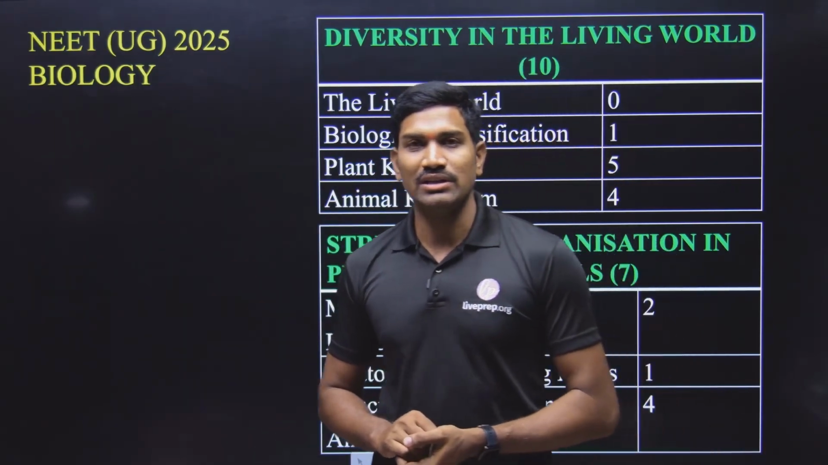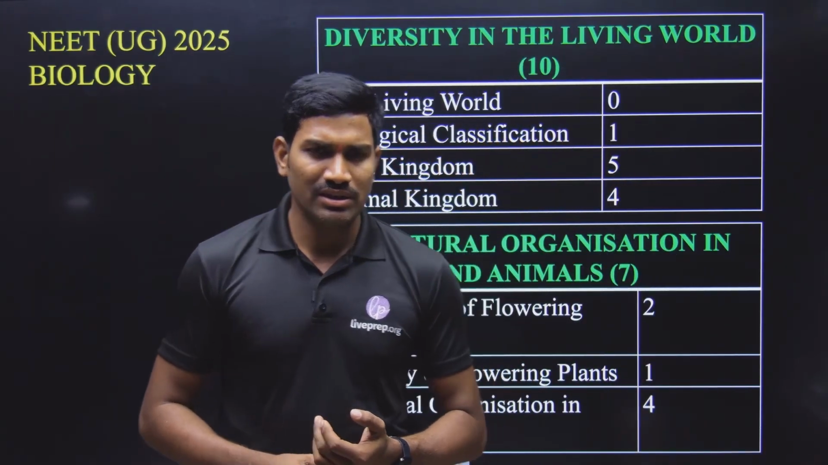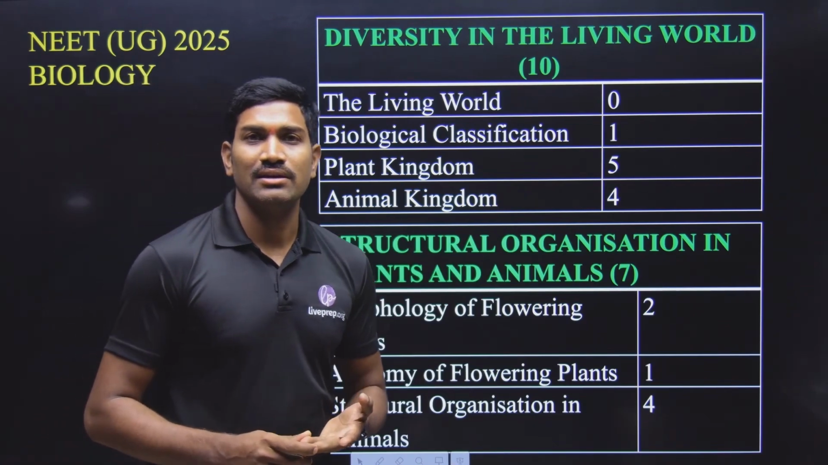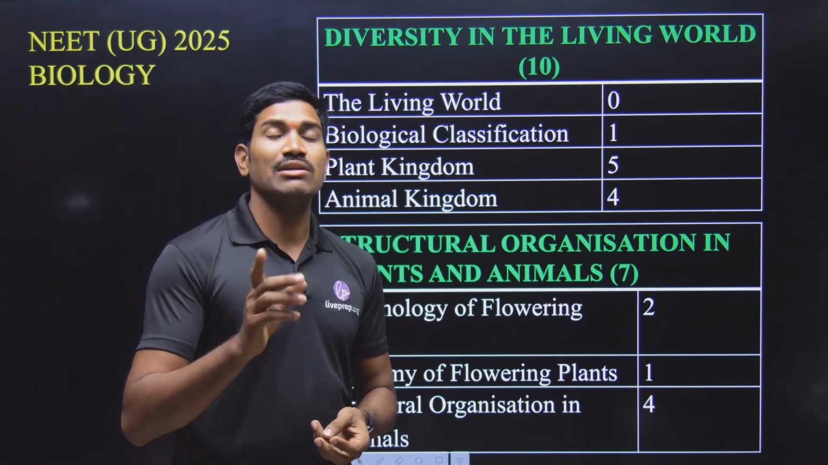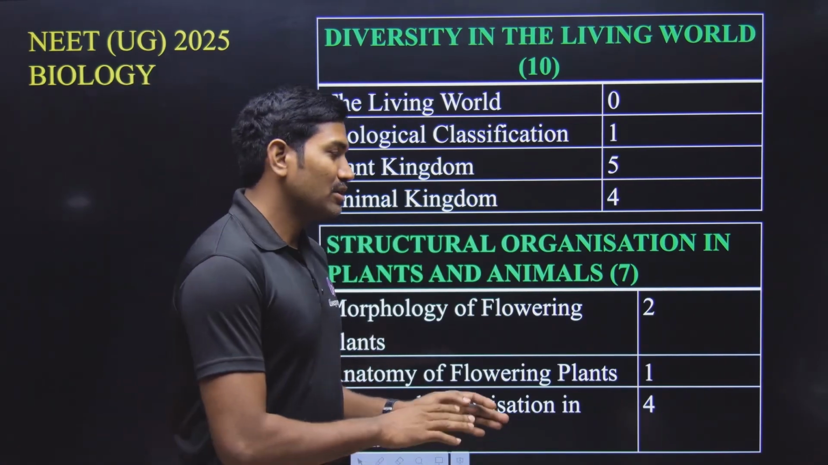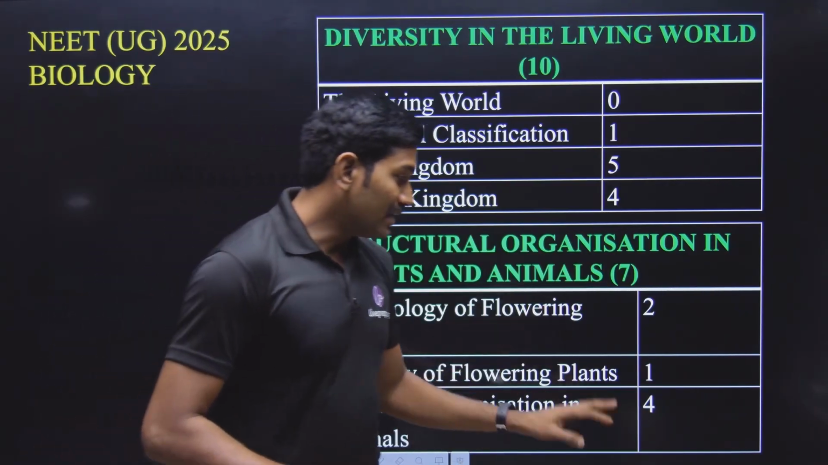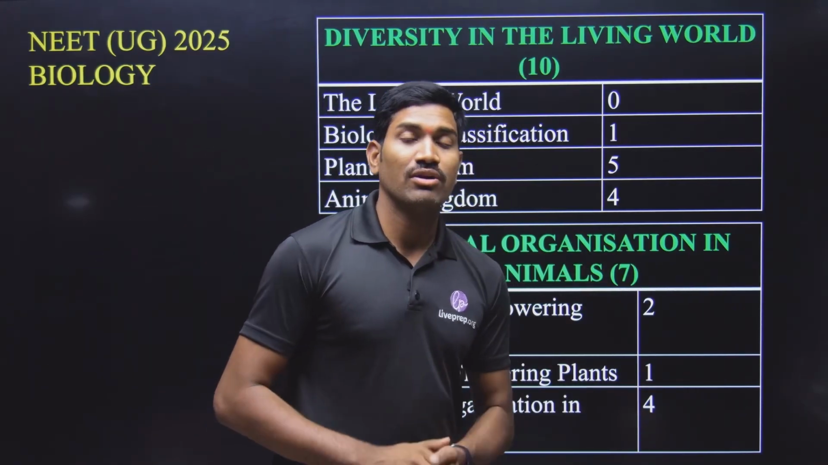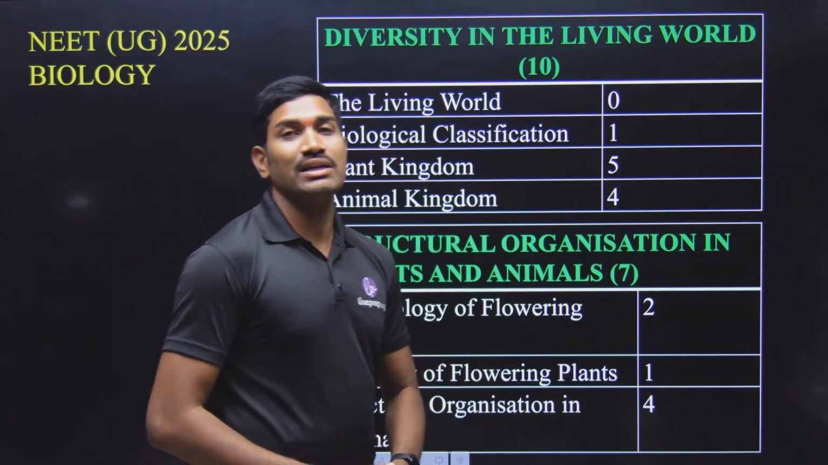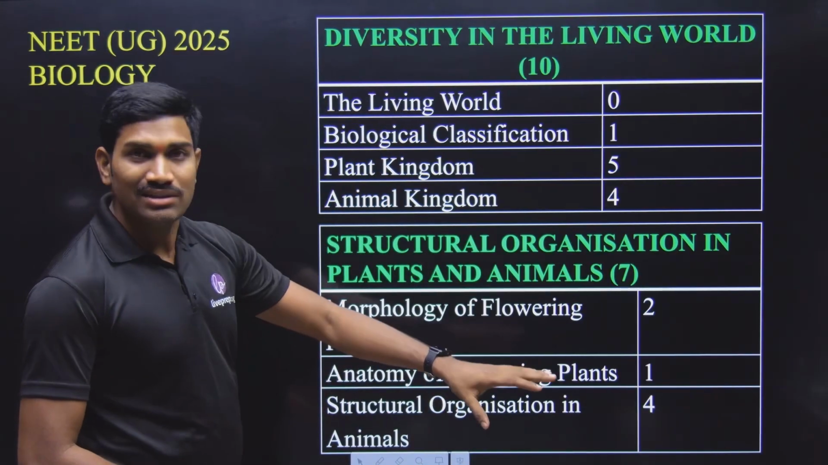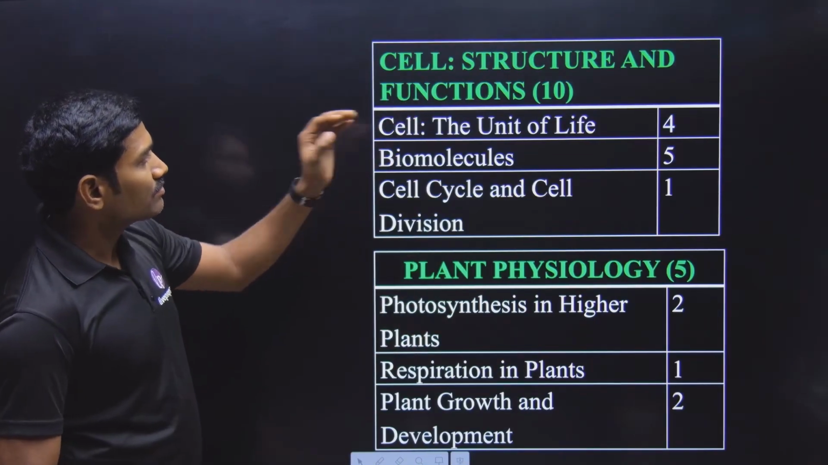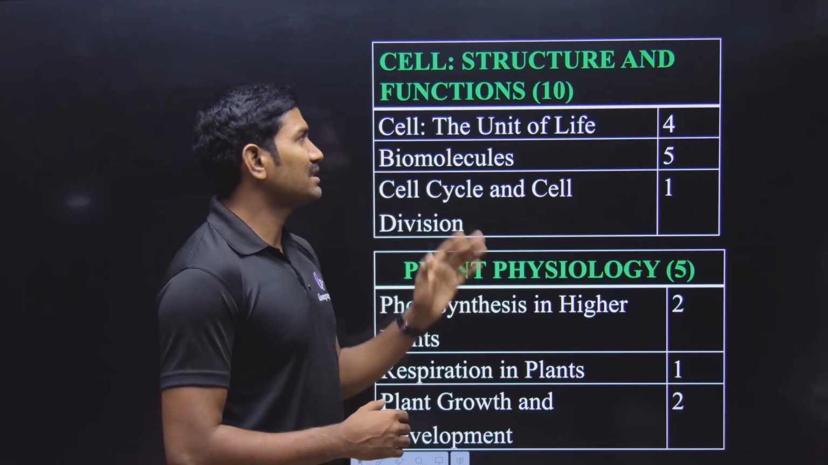And the interesting point is that anyhow tissues is not there, only cockroach and frog are there, but they have not asked even a single question from the cockroach. They have asked all the questions from the frog only, and that too 4 questions on the frog, which means they have given a huge weightage to this chapter this year. Okay, next one. And the next unit is cell structure and function.